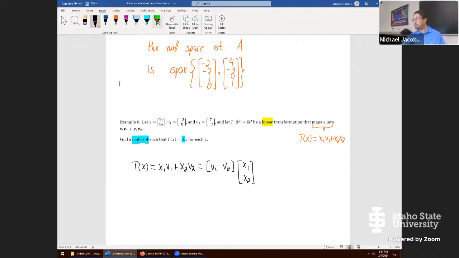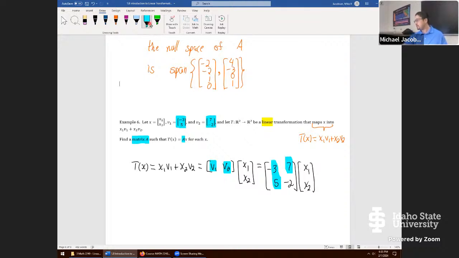If we expand this out, all we're really doing is making a substitution from here to here. And that's really bad color coding. Give me 1 second to fix that. We're going for a standard matrix, so this might be giving away the punchline, but it's worthy to keep the color coding right. Next step, we're just going to substitute. I write in -3, 5, 7, -2, times x1, x2, and we're pretty much done.